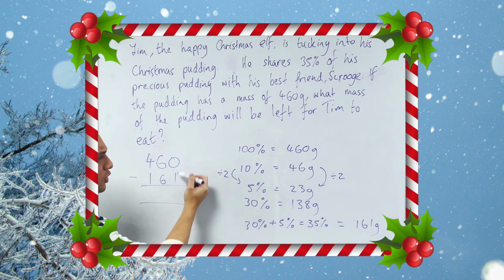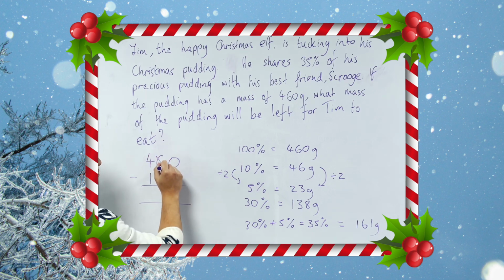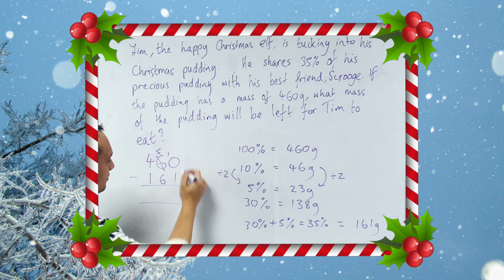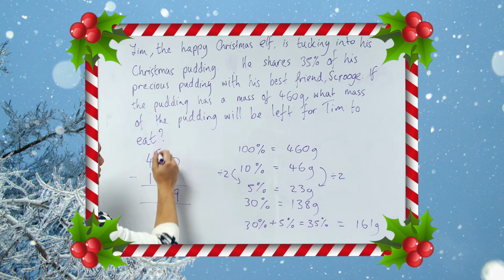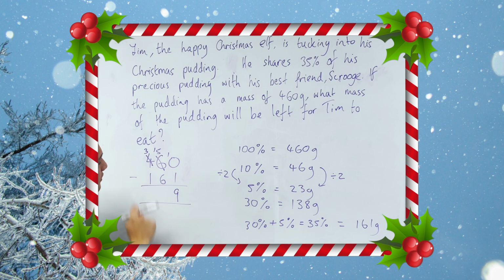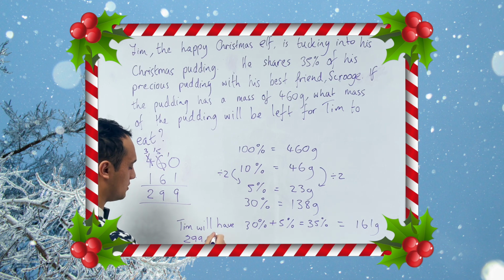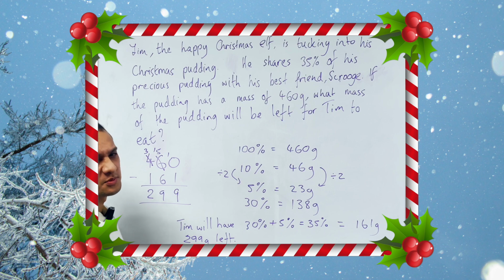We can't take 1 away from 0, so we've got to borrow there. And we've got 10 take away 1, which is 9. And then we've got to borrow from here and lend to our next column. So we get 15 take away 6, which is 9. And then 3 take away 1, which is 2. Therefore, the answer to this question, Tim will have 299 grams left, which I think is enough because Christmas pudding is very rich.